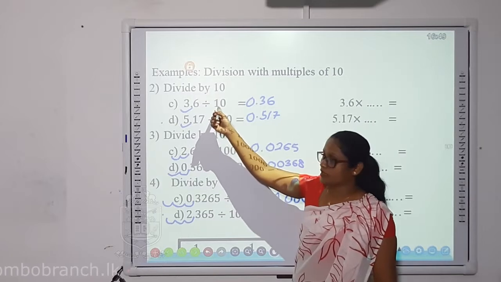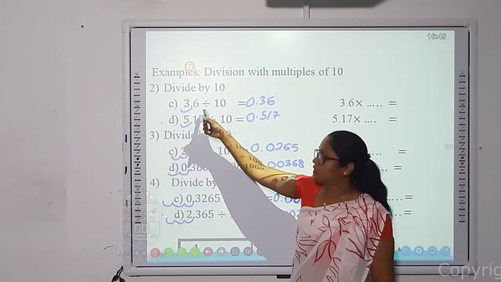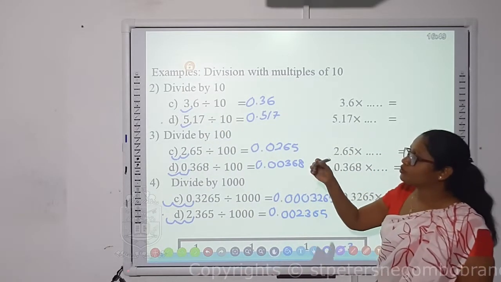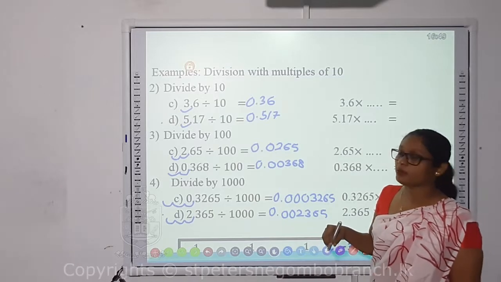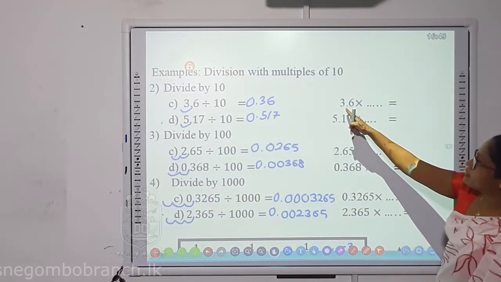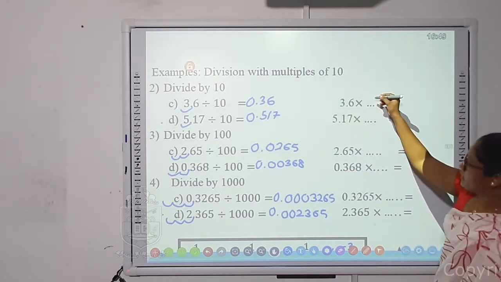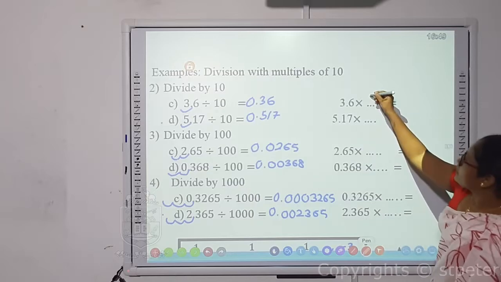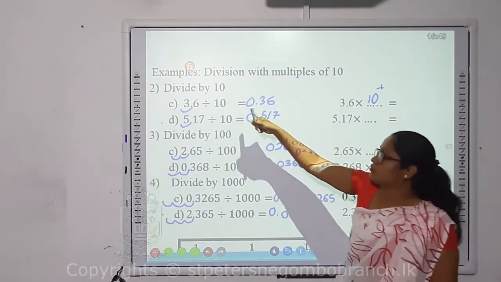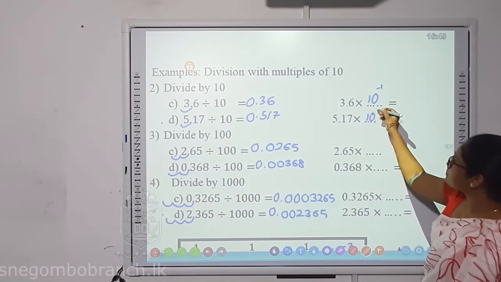3.6 divided by 10. This we can write as 3.6 over 10. Over 10 can be written as 10 to the power minus 1, right? This is the way we change the pattern. 3.6 times 10 to the power minus 1, right? Because here 10 we can write as minus 1, and here also the same.